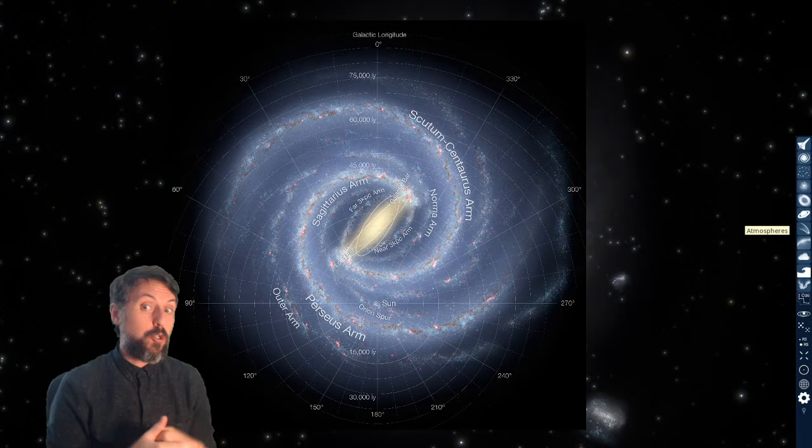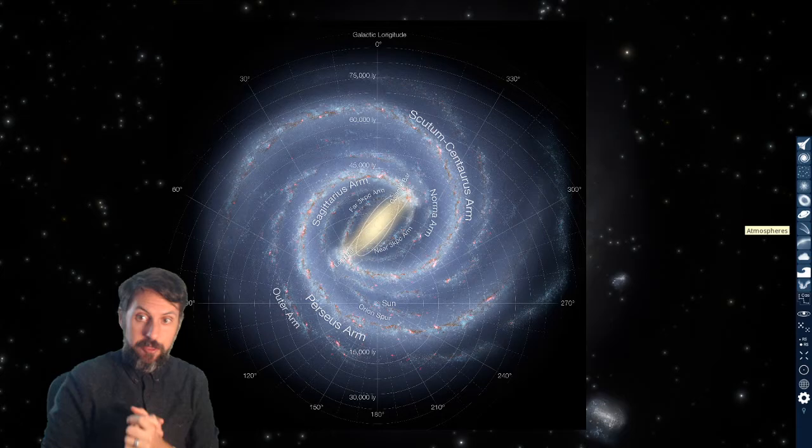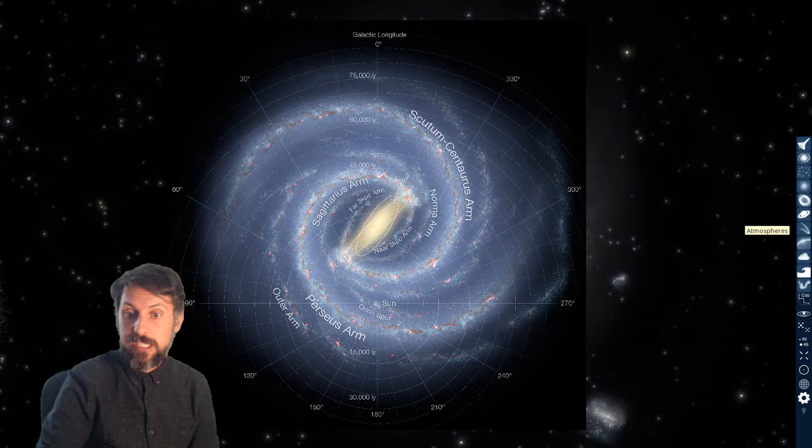And the arms are essentially overdensities, like a traffic jam of stars. We'll talk about that in a second. Towards the center of the galaxy is a different color. You can see they simulate this in Space Engine as well, right? The stars aren't as blue in Space Engine here, but they do simulate that the center is yellowish, right? And we'll talk about that.